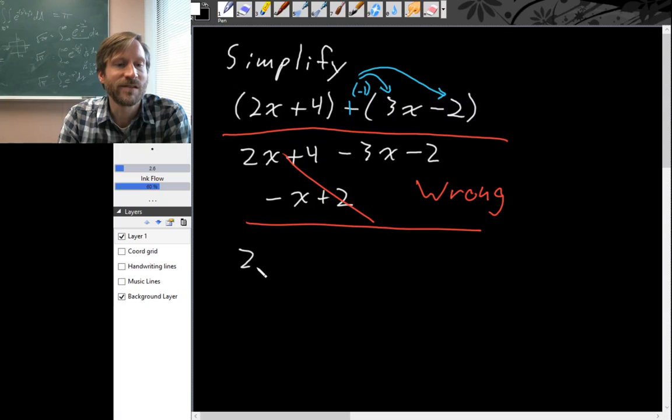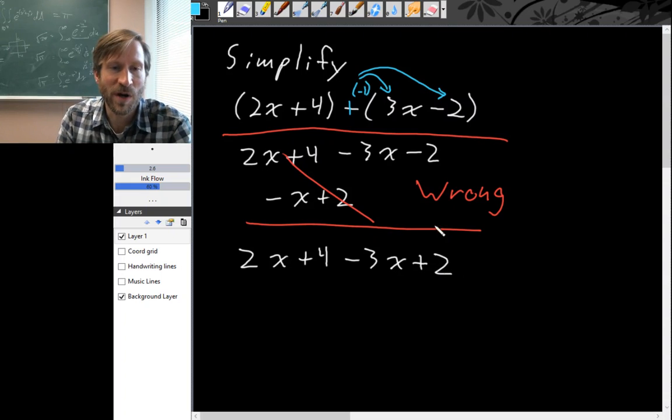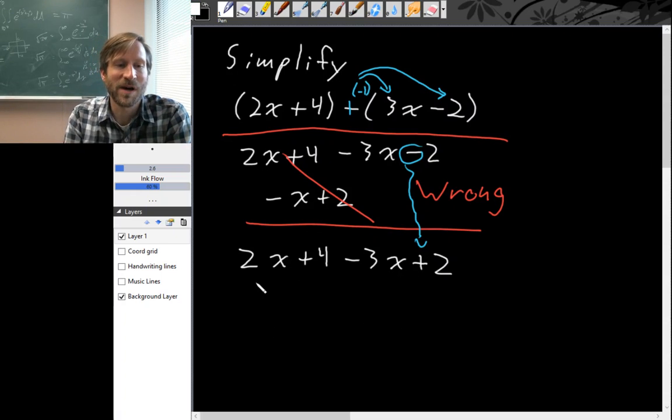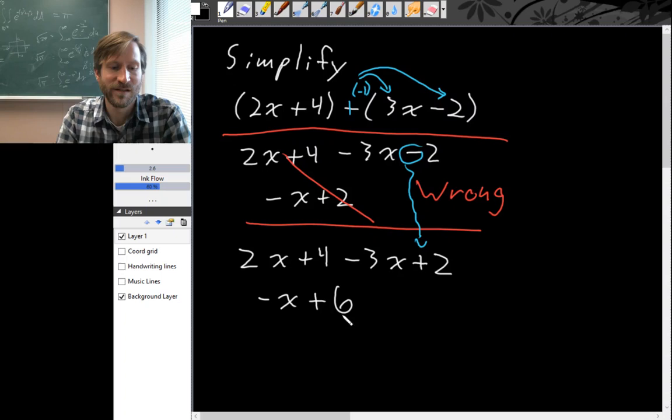So let's do that. We get 2x plus 4 plus minus 1 times 3x, that's minus 3x. And then minus 2, that's plus 2. So you see the part we really got wrong here is that the minus sign on that 2 should be a plus after you distribute that minus 1. So then 2x minus 3x is minus x, and plus 4 plus 2 is plus 6. Okay, so that is the correct answer.